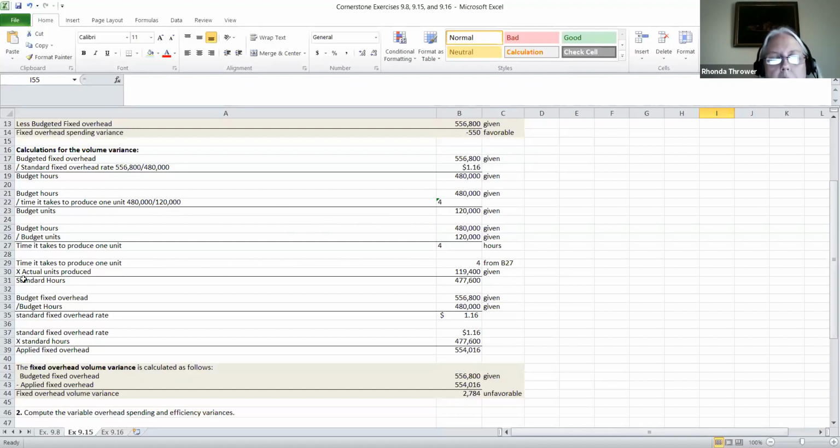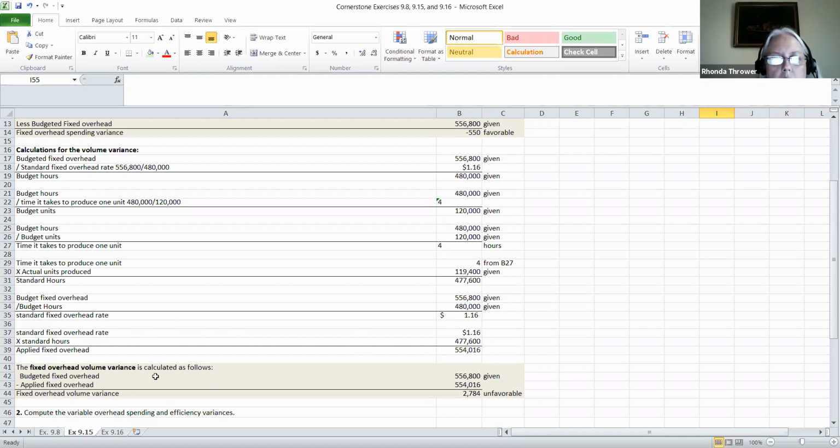We need to multiply that by the actual units produced, which was a given amount. When you multiply that, that will give you the standard hours. So the standard hours would be fed into determining your applied fixed overhead. You need to know your rate. You need to know your standard hours. Multiply your standard fixed overhead rate by your standard hours, and that will give you the applied fixed overhead.